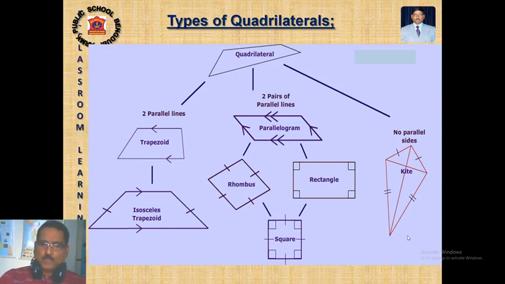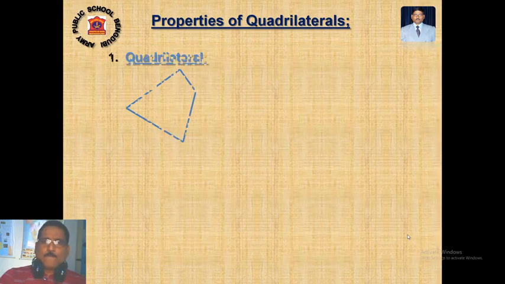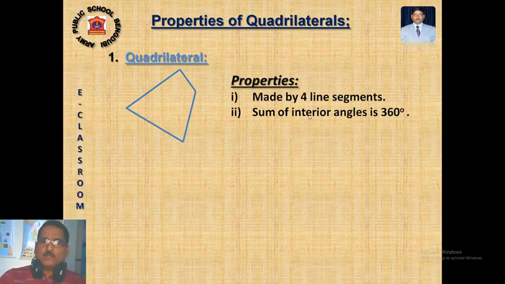So I will give you details about each figure. Let's see. First is the quadrilateral. It is a convex polygon made by four line segments, and the total interior angle of the four line segments is 360 degrees. Now if we draw the diagonals, they will not be equal. So this is the basic quality of a quadrilateral.